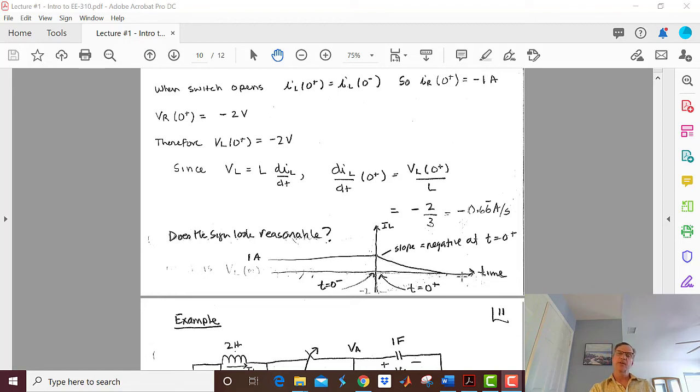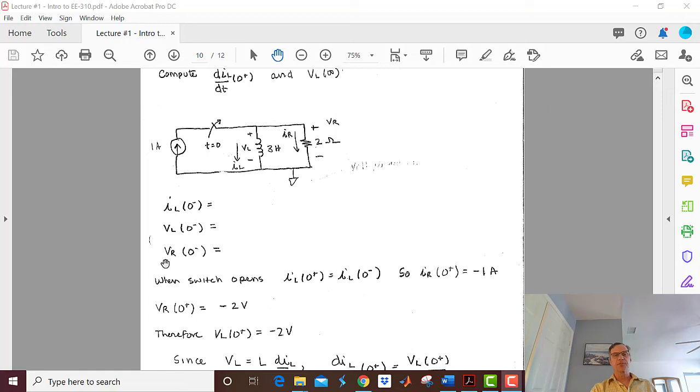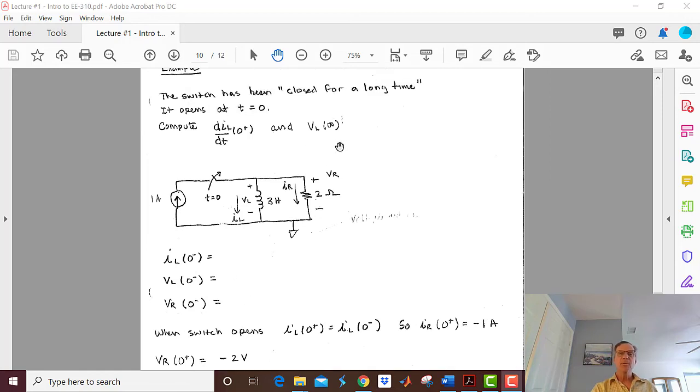Okay, now let's look at t equals infinity. At t equals infinity, I know that the steady state voltage across the inductor is going to be 0. Therefore, the voltage across the resistor is 0. So I got no current in the resistor. I got no current going this way because the switch is open, so I got no current in the inductor. And so we're asked for the voltage at the inductor at time equals infinity. That is going to be 0.